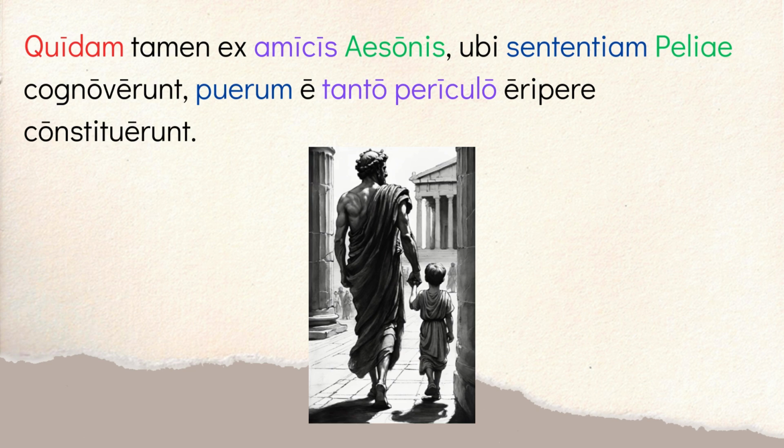So out of the friends of Ison, ex amicis Isonis, so some of his friends, basically, when they learned cognoverunt, right? They learned the sententiam Peliae, the opinion or the feeling of Pelias, right? His sentiment, really, his plan. Well, what do they do? They constituerunt. They decided, right? This group of men decided to eripere, there's your complementary infinitive, right? To snatch up or take the puerum, the boy, right? Which is Jason. So they decide to snatch up the boy, e tanto periculo, from such danger, right? So they're going to protect Jason.